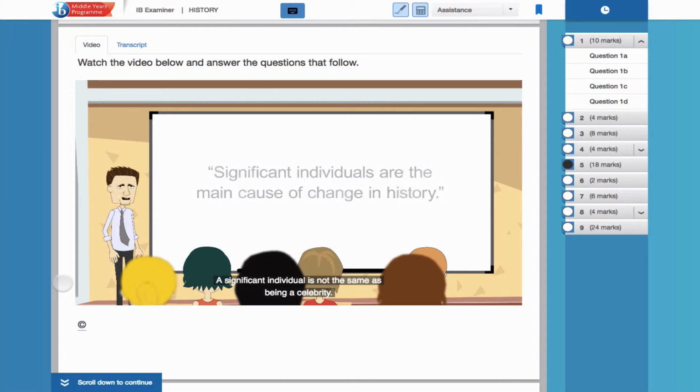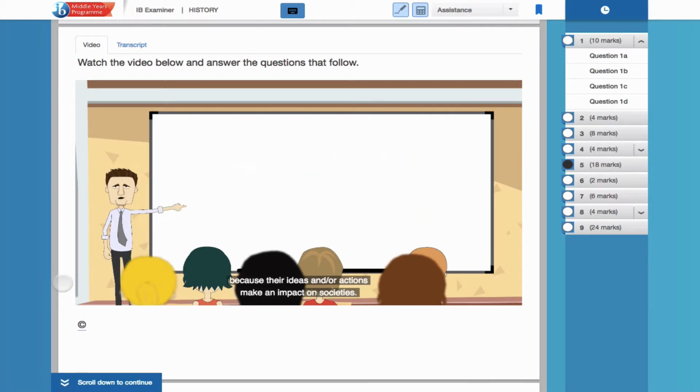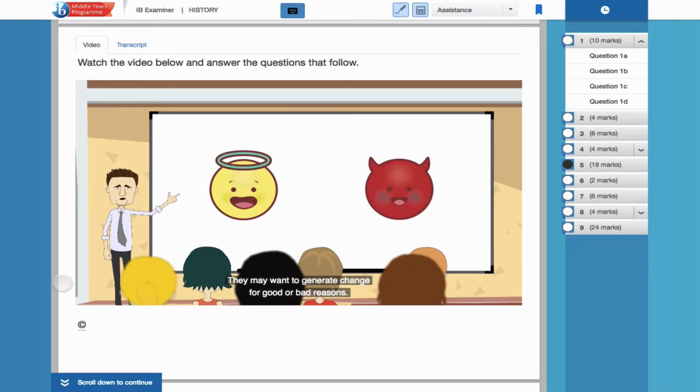Today, you're going to be split into two groups to plan an investigation. Your investigation will help you prepare for a debate. The topic of the debate will be the following statement of inquiry. Significant individuals are the main cause of change in history. A significant individual is not the same as being a celebrity. Significant individuals make a difference because their ideas and/or actions make an impact on societies. Their impact could be due to their intelligence, wisdom, culture, ideology, or simply their charisma.